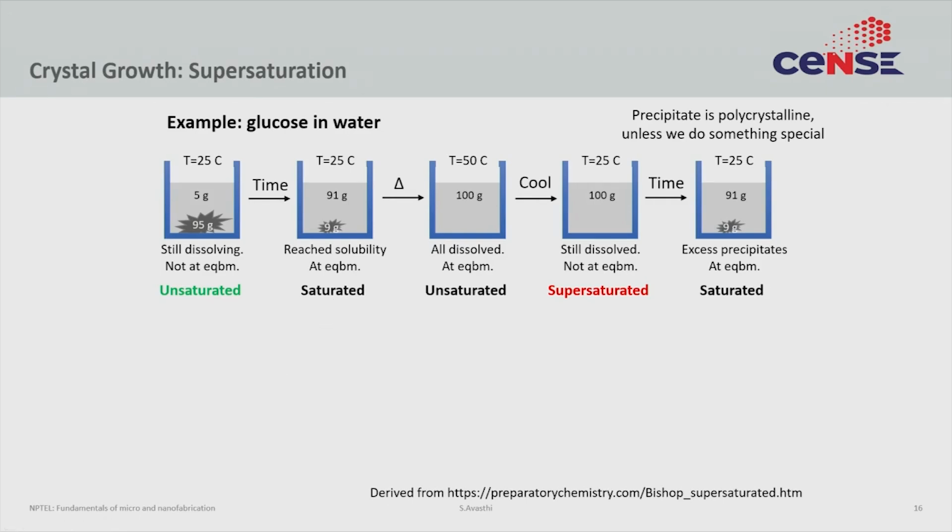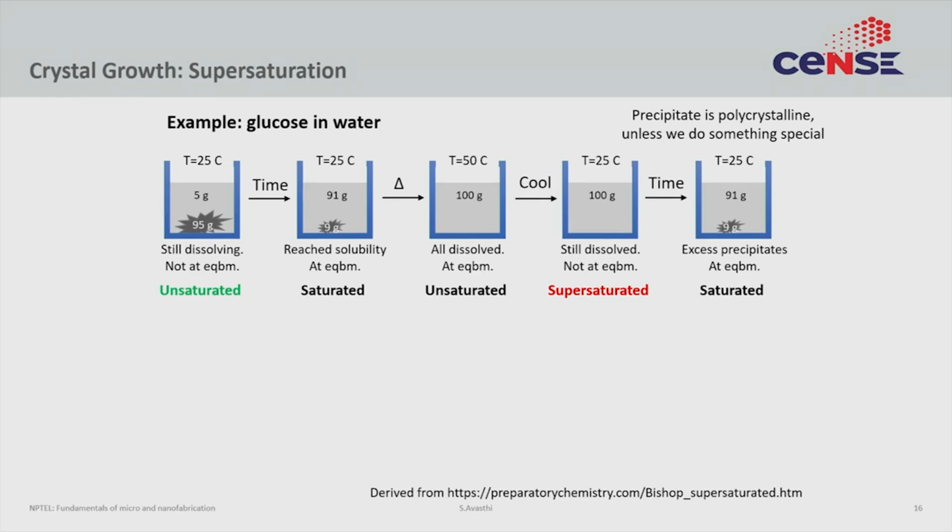Now, imagine you heat this solution up to 50 degrees C. If you remember the basics of chemistry, when you heat a solution, the solubility goes up, to an extent where the 9 grams that was sitting at the bottom would also dissolve away. So, all 100 grams of glucose is now in water, but what you have is an unsaturated solution because the solubility of glucose at 50 degrees C is even more than 100 grams. Okay. So, the system is at equilibrium.